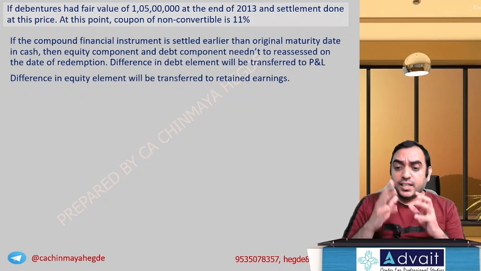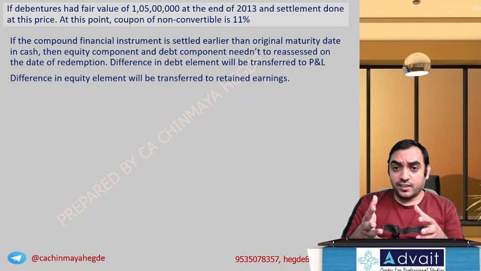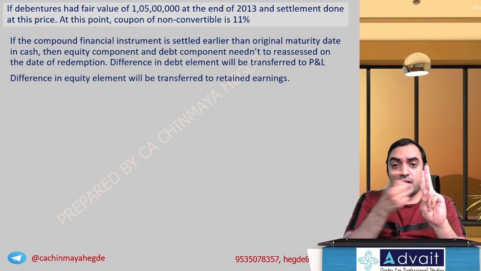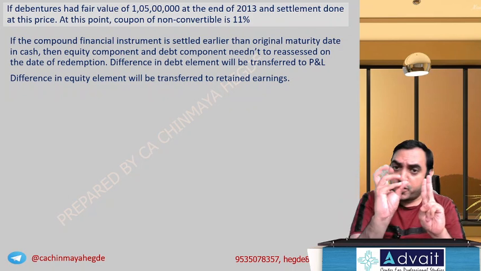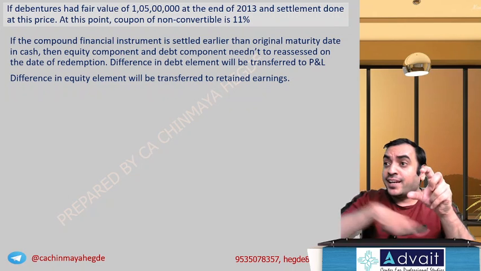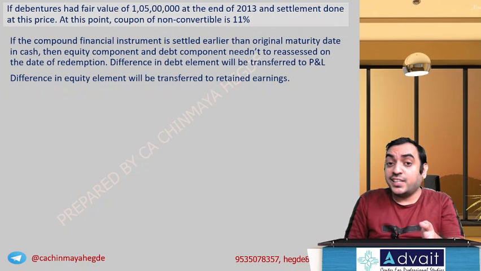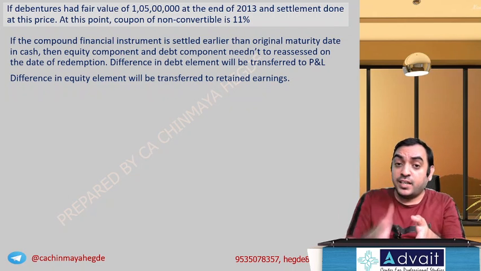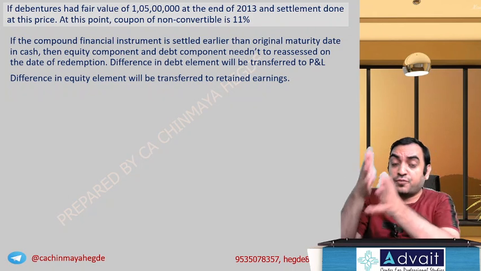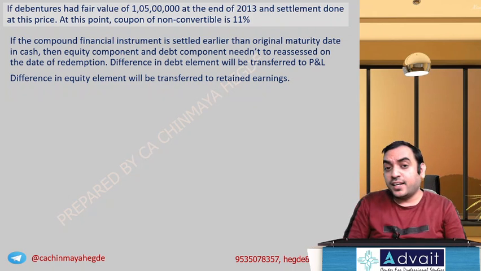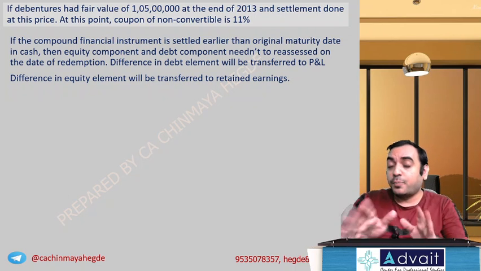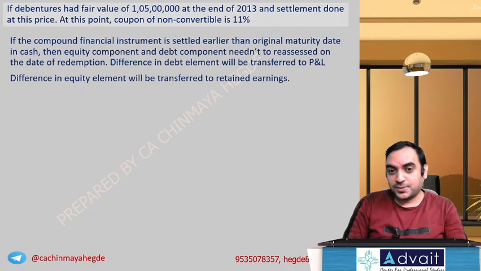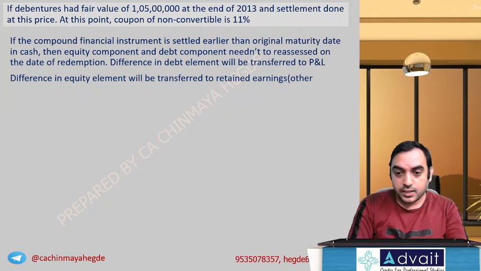So two simple things. If you are redeeming it earlier, recompute the debt component, recompute the equity component. Whatever your revalued amount, the differential amount of the debt component you can take to P&L. That's our basic nature. Anything relevant for debt, be it interest, be it dividend in the nature of debt, will be transferred to P&L. Anything in the nature of equity should be transferred directly to equity, not P&L, to retained earnings, which is other equity.